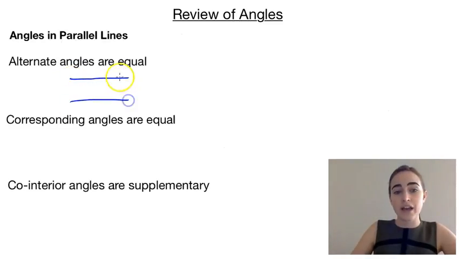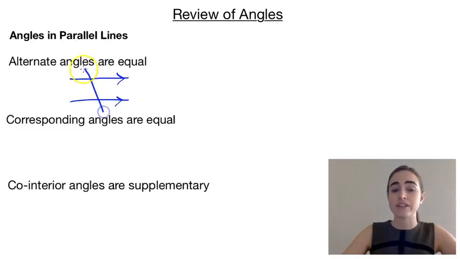So if we have a look at alternate angles first, we know that alternate angles are always equal. So if we have two lines that are parallel and we've got a line crossing them, so the line that crosses straight over them, that's called a transversal, then alternate angles are, say, this one and this one. So they're both inside the parallel lines but on opposite sides of the transversal. The other pair of alternate angles is this one here and this one.